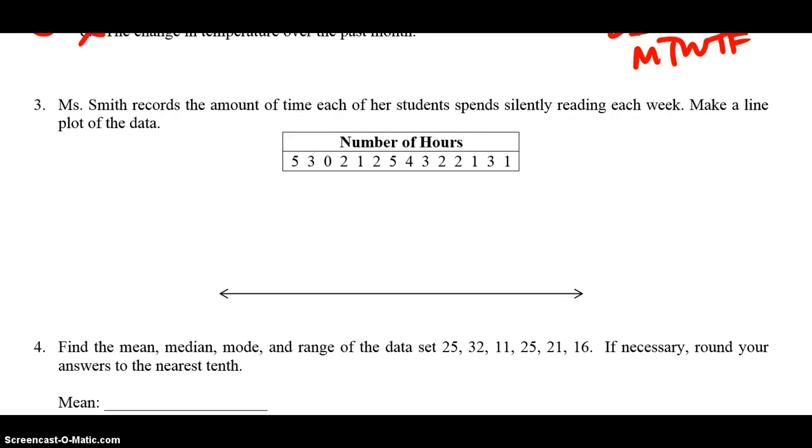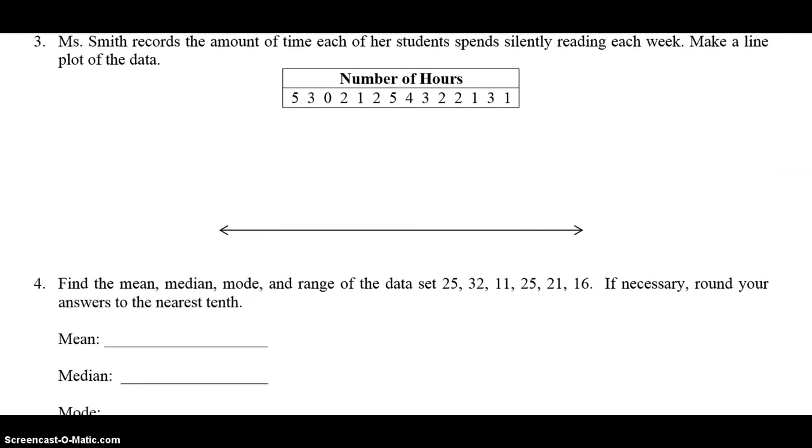Ms. Smith records the amount of time each of her students spends silently reading each week. Make a line plot of the data. So I'm going to look at my number of hours and notice the range is from 0 to 5. So down here, I need to equally space as best as you can 0 through 5. And that's only 4. Aw, man. Redo. Okay, so it would be 0, 1, 2, 3, 4, 5.